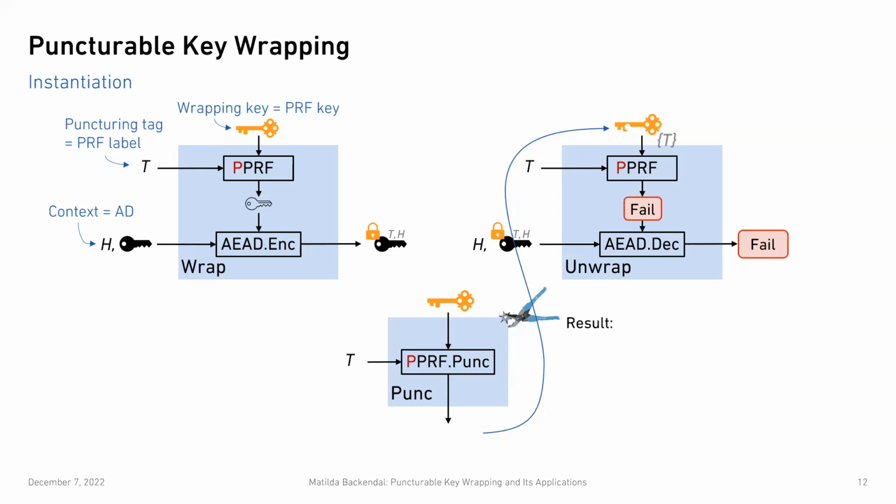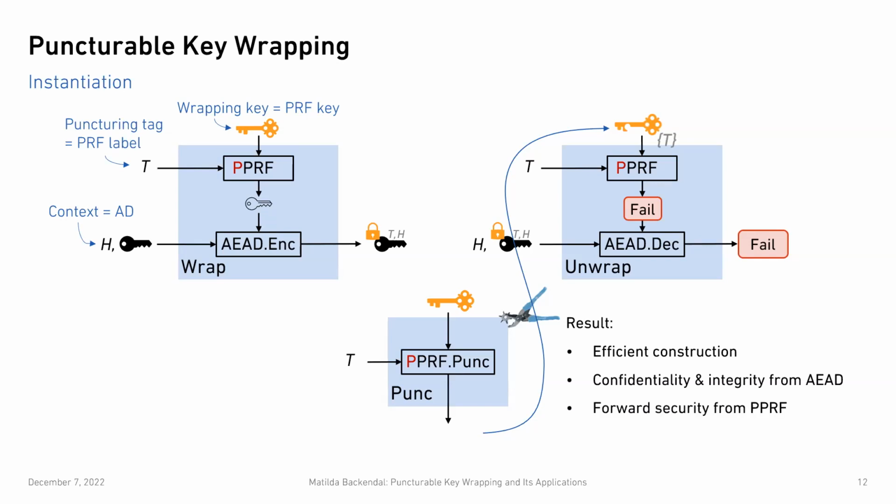Hence, the result of this instantiation, well, it's an efficient construction because we know how to build AEAD schemes efficiently, and puncturable pseudorandom functions can also be built efficiently, for example, using the Goldreich-Goldwasser-Micali tree construction. And it inherits the basic security properties such as confidentiality and integrity directly from the AEAD scheme, and forward security from the puncturable pseudorandom function. So with this, let's go back to an application and have a look at how we can use puncturable key wrapping in the setting of cloud storage to get fine-grained forward security for deleted files.